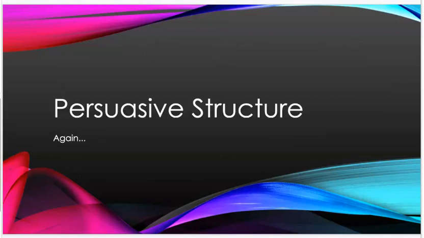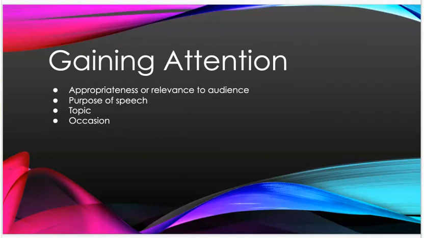So again, going over persuasive structure, I want to see you gain the audience's attention. Make sure your attention getter is appropriate and relevant to your topic as well as to COM 225 as an audience. Make sure that it relates to the purpose of what your speech is. Make sure it's on topic. Make sure it's appropriate for the occasion or the world that we're going through right now, right? Make sure your attention getter is really on point.